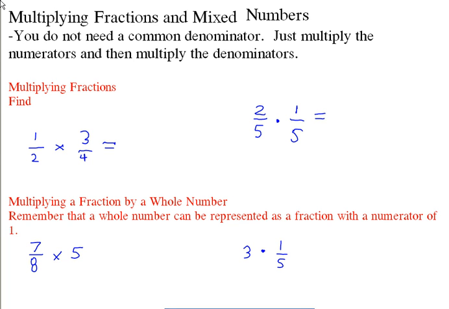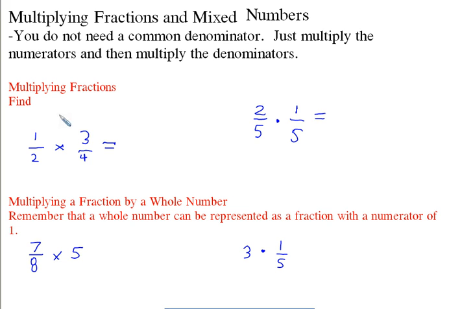Multiplying fractions and mixed numbers. One of the key things to understand about multiplying fractions and mixed numbers is that you do not need a common denominator. You just multiply the numerators and then multiply the denominators and then simplify as necessary.